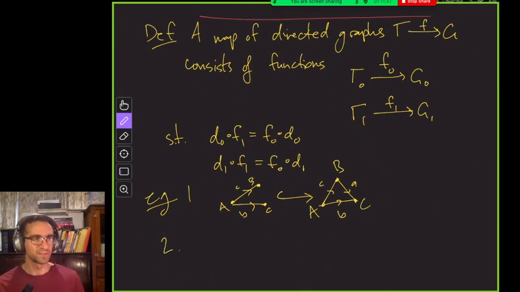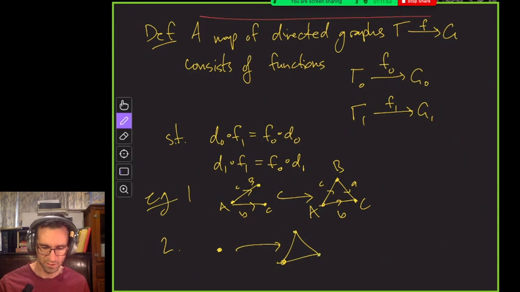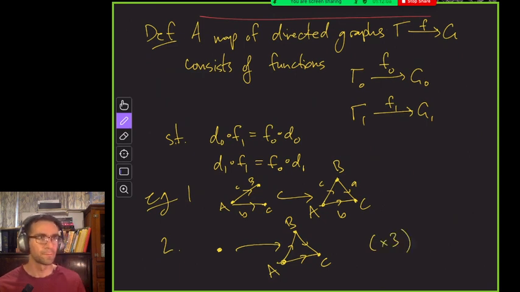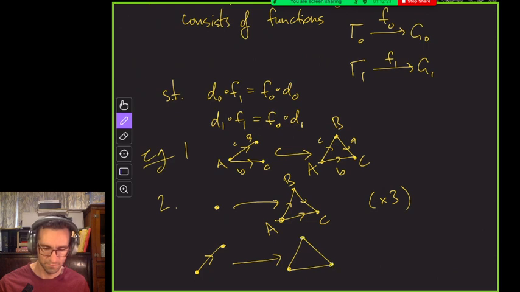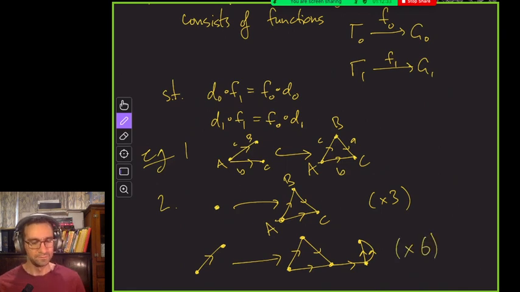So we could also just do the inclusion of something as trivial as an edge, a single edge or a single vertex. Sticking with my little triangle example here. And now I have three functions. And same here, just because I have three edges. Actually, let me throw in a few more edges. Six of those. It doesn't have to be injective.